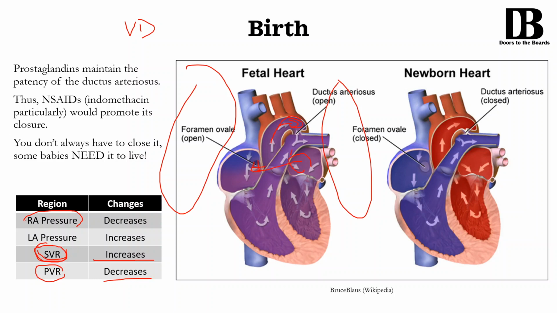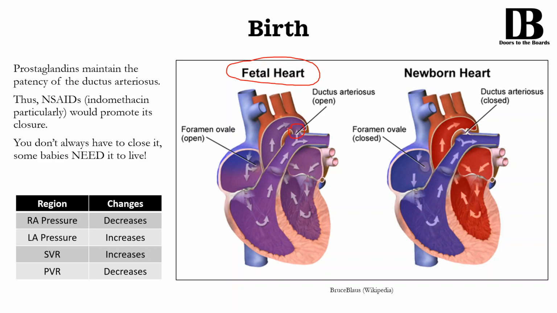It's really important to be able to understand why these pressures change the way they do, because they do love to ask about them. And in my opinion, understanding them goes a long way to being able to confidently answer these questions instead of just memorizing that the right atrial pressure decreases, left atrial pressure increases, systemic vascular resistance increases, and pulmonary vascular resistance decreases.